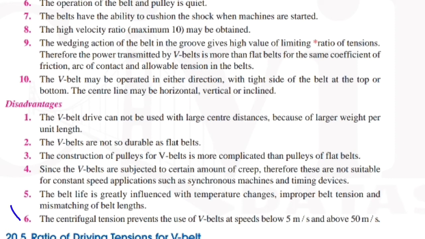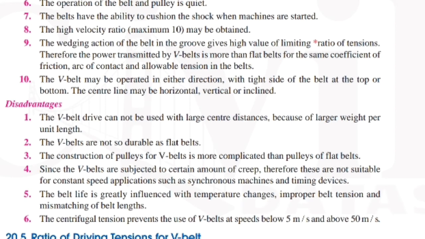And finally, the last one, the centrifugal tension prevents the use of V-belts at speeds below 5 meters per second and above 50 meters per second. So these are the disadvantages of the use of V-belts compared to flat belts.